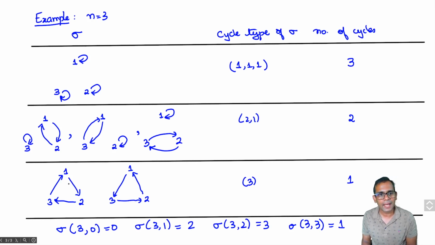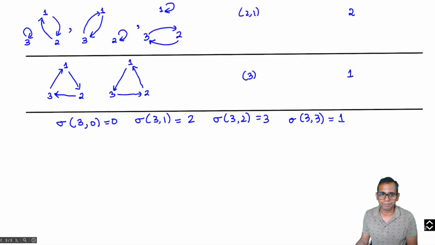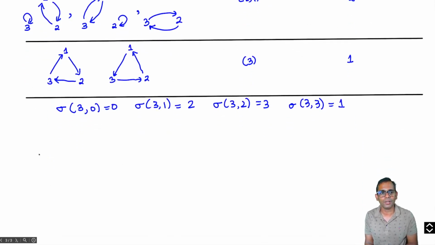And finally, we have the permutations which consist of a single 3-cycle. So there are just 2 of them. 1 goes to 2, 2 goes to 3, 3 goes to 1, and the reverse, 1 goes to 3, 3 goes to 2, 2 goes to 1. So these have cycle type 3, and the number of cycles is 1. So we can try to count the number of permutations with a given number of cycles. And that's called the unsigned Stirling number of the first kind.